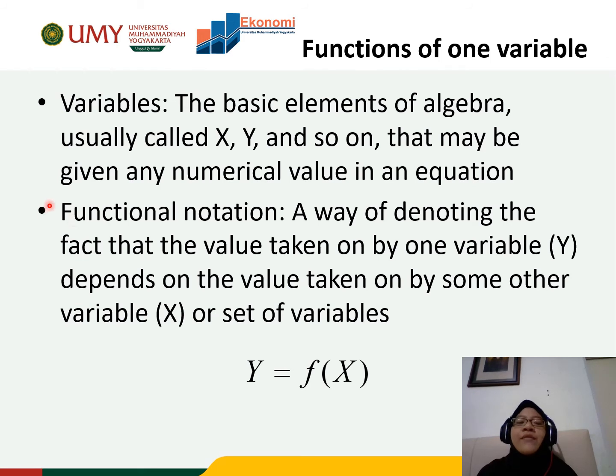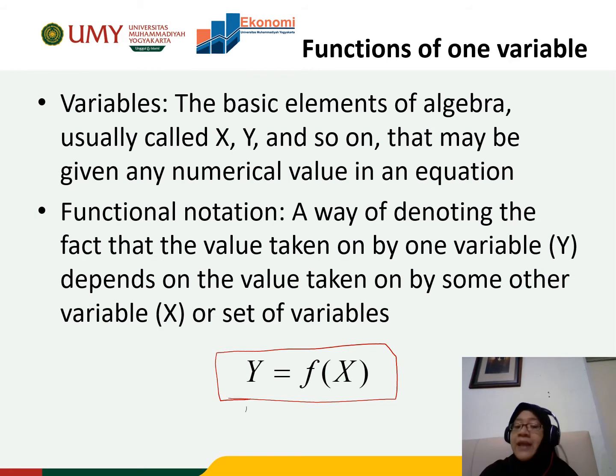And then we also have functional notation. What is functional notation? Functional notation is a way of denoting the fact that the value taken on by one variable, the y, depends on the other variable, the x. In this case, we have y and x. Let me change the color to red. This one, y is equal to the functional notation of x.